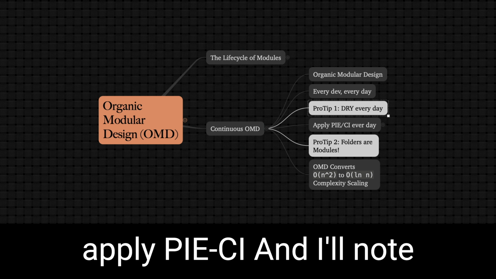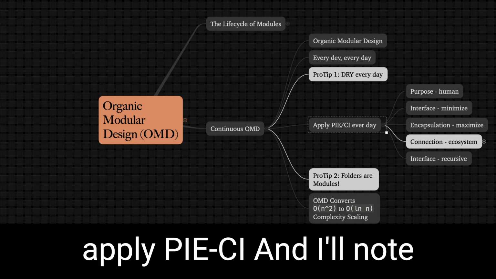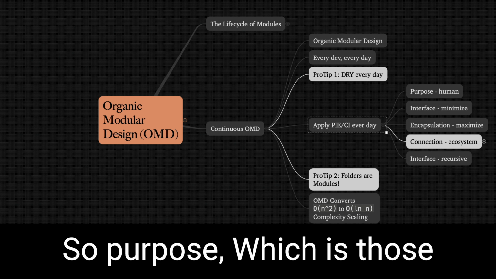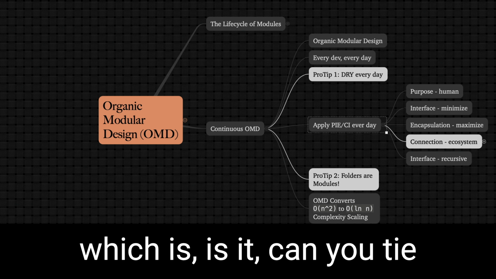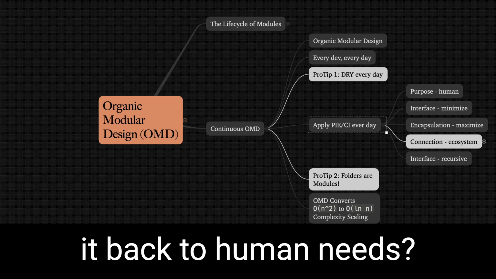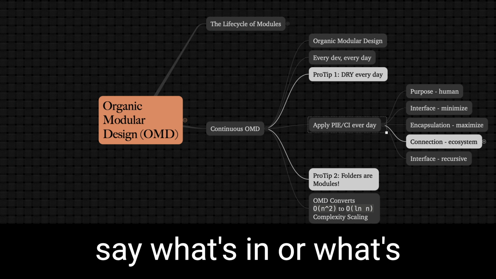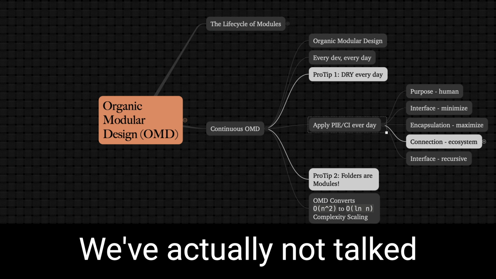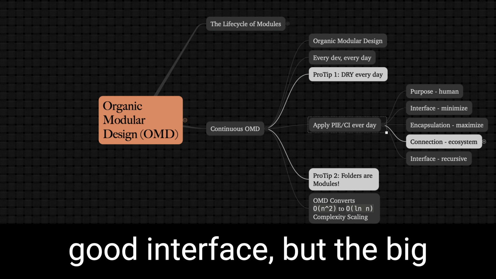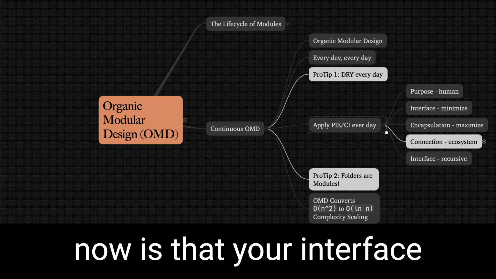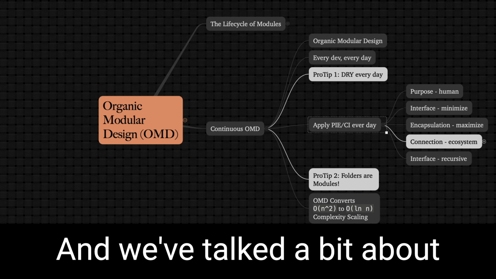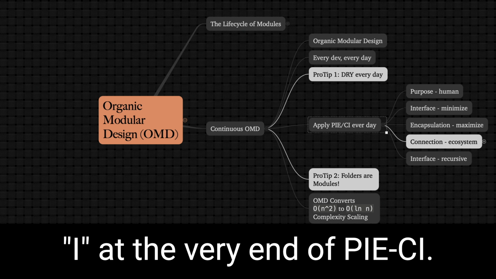as long as you can remember to apply PyCI. And I'll note that we've really talked mostly about Py so far. So purpose, which is those two parts about purpose: can you tie it back to human needs, and does it clearly say what's in or what's out of the module. Interface. We've actually not talked a lot about how to make a good interface, but a big important thing for right now is that your interface should be smaller than your implementation. And we talked a bit about implementation, which is the I at the very end of PyCI.